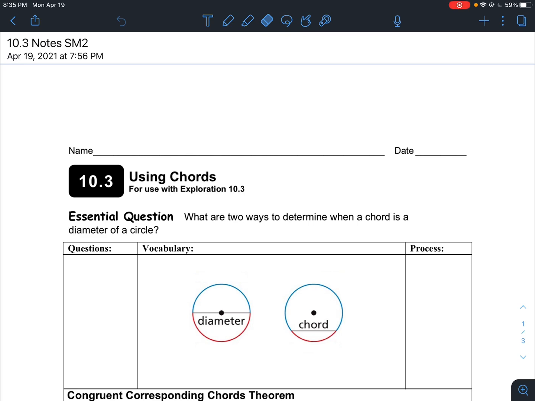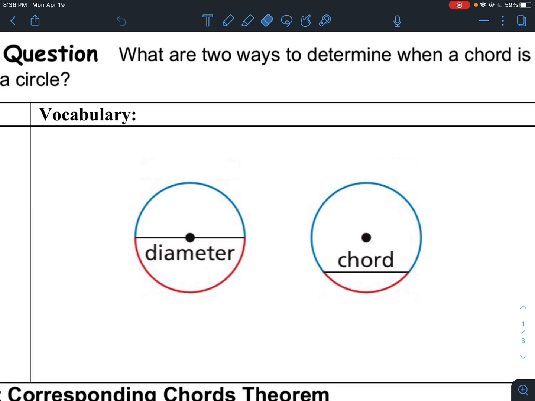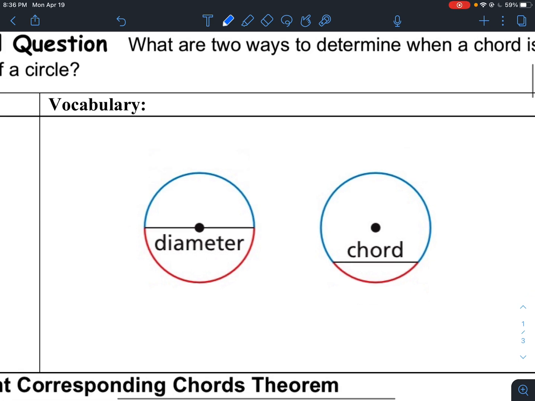Now chords, if we remind ourselves what a chord is from 10.1, a chord is a segment where the endpoints are at two different points on the circle. Okay, and so you can see here that we have a chord, and it's a segment, and you see that we have two different endpoints on the circle. A diameter could also be a chord, but a diameter is a specific type of chord where it's a chord that passes through the center of the circle. Okay. Now, so that's a chord.